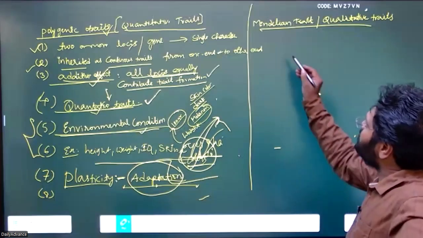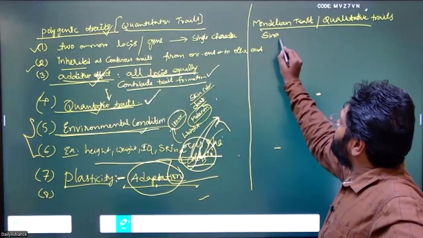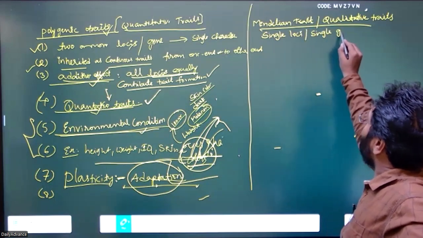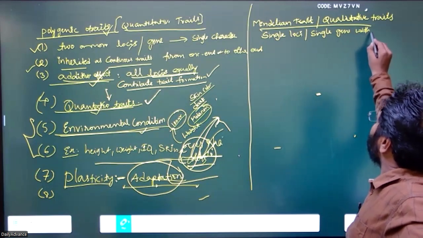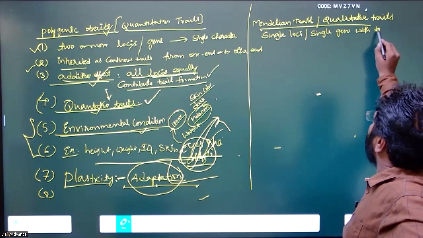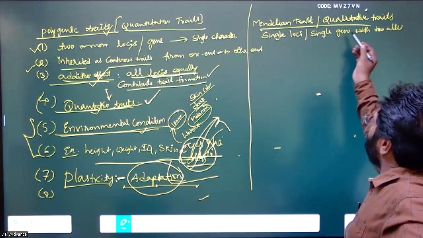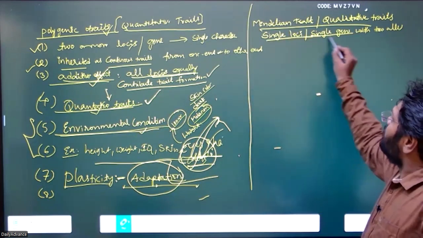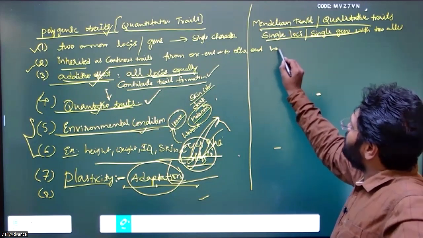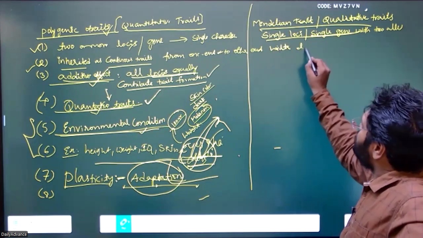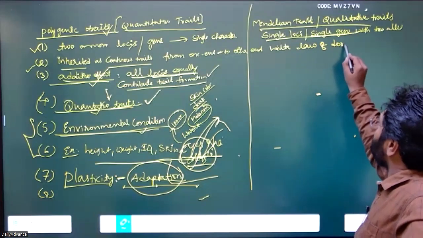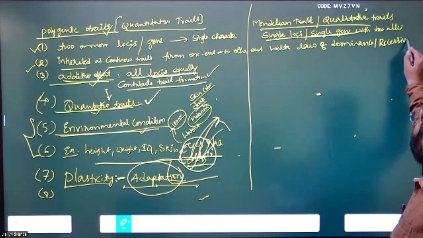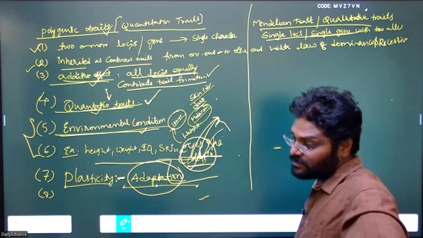So you can see here single loci or single gene with two alleles. Or else you don't need to write single loci or single gene controlled traits. We call them Mendelian traits with law of dominance and recessive. So these loci must follow the law of dominance and recessive.